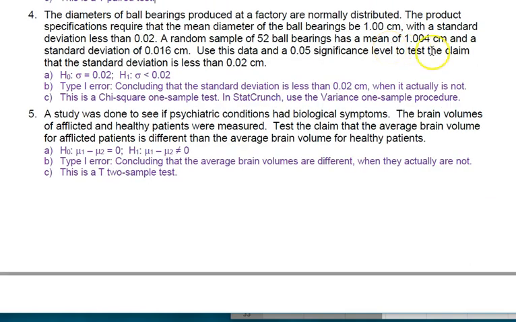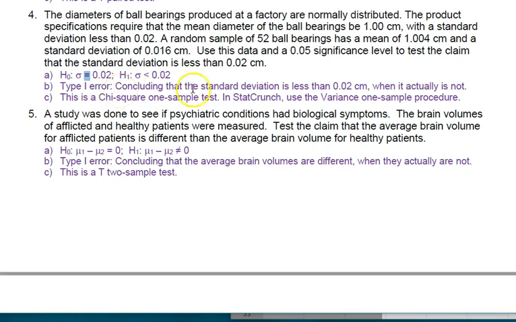For number 4, in this one, the claim is that the standard deviation is less than 0.02 centimeters. For these problems, if it has to do with the standard deviation, it's going to use the word standard deviation in the problem, in the claim. That automatically tells us that our parameter is the sigma, which is the standard deviation. The claim is that the standard deviation is less than 0.02, so that's where we get the inequality and the number here. And then our null hypothesis is just replacing that inequality with an equals sign.